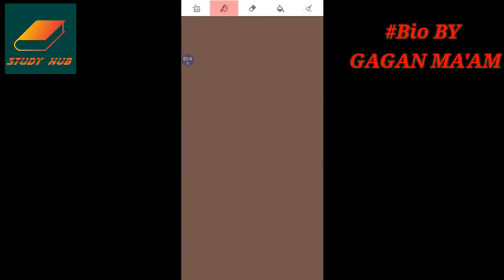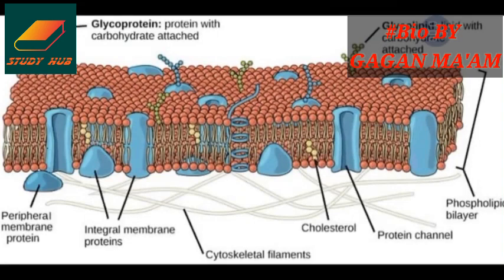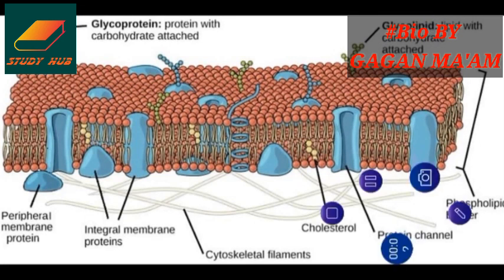It was given by the famous scientists Singer and Nicolson in 1972. Due to the fluidity of the membrane, fluidity meaning to flow, it is termed fluid, and lipids can move, whereas proteins can also move, but not to the extent that lipids can. That's why we termed it the fluid mosaic model. I also said it's a protein iceberg in the sea of phospholipid. This is how the exact structure of the plasma membrane looks.